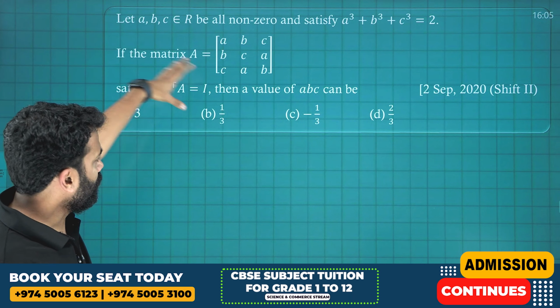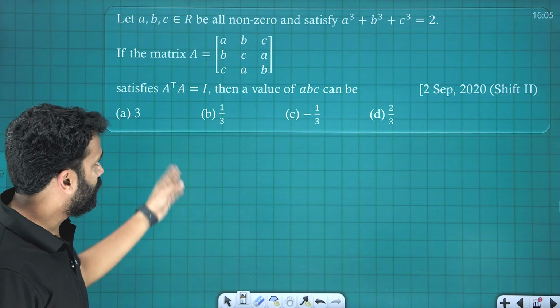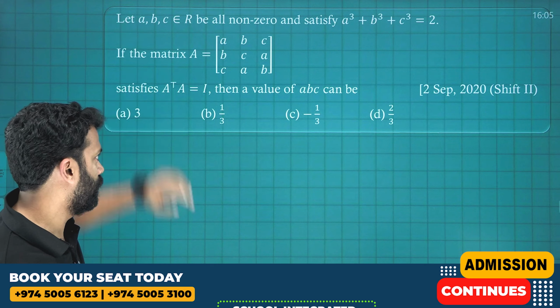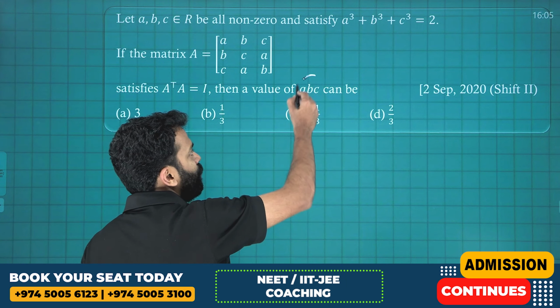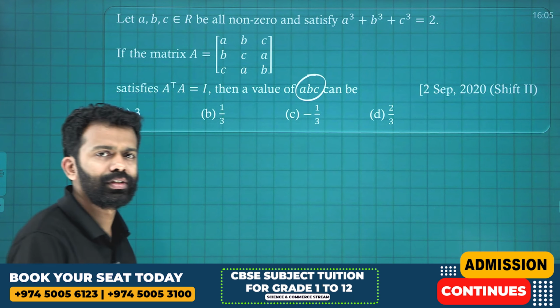So the matrix is given: A, B, C, B, C, A, C, A, B, and it's an orthogonal matrix. Yeah, A transpose into A is equal to I. Obviously, it's an orthogonal matrix, and you need to find the value of ABC. And how will you do this?